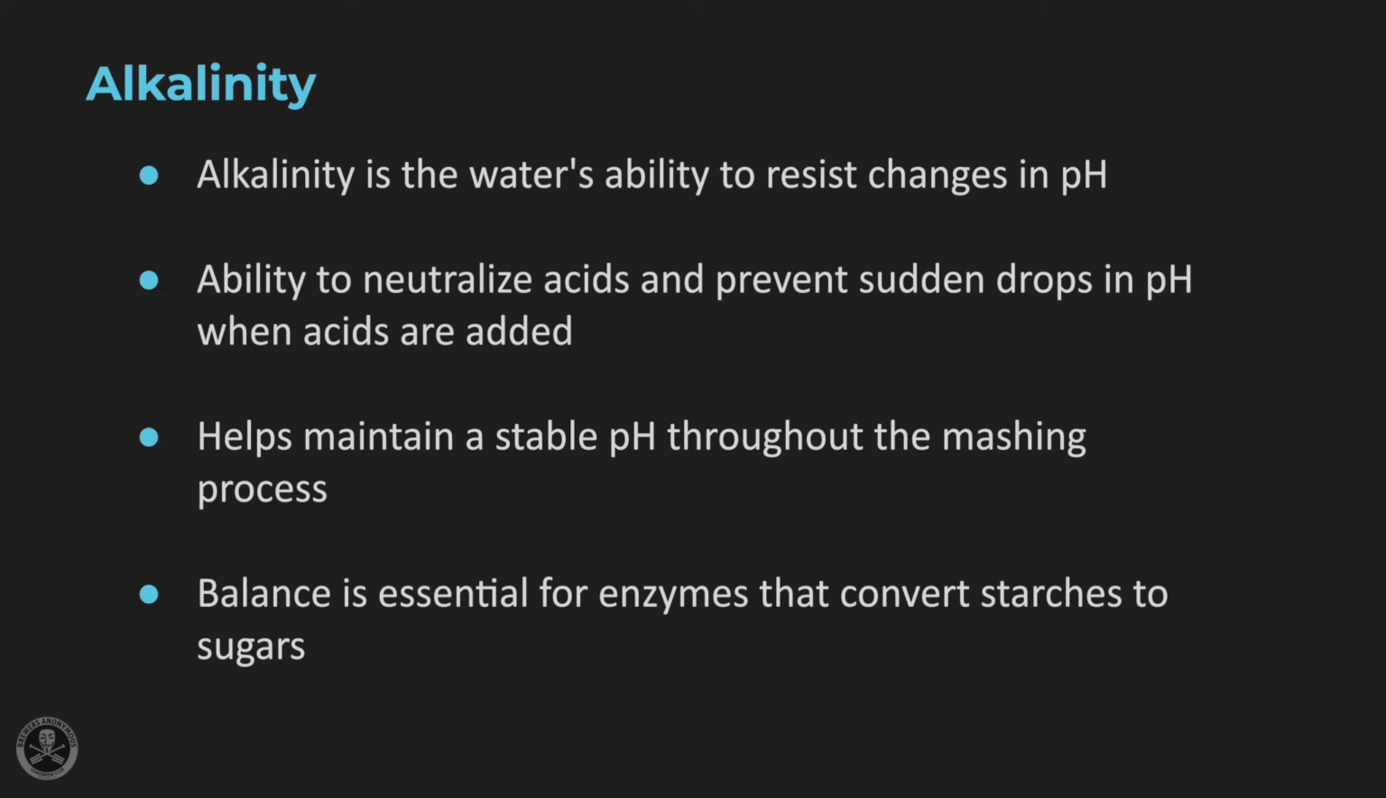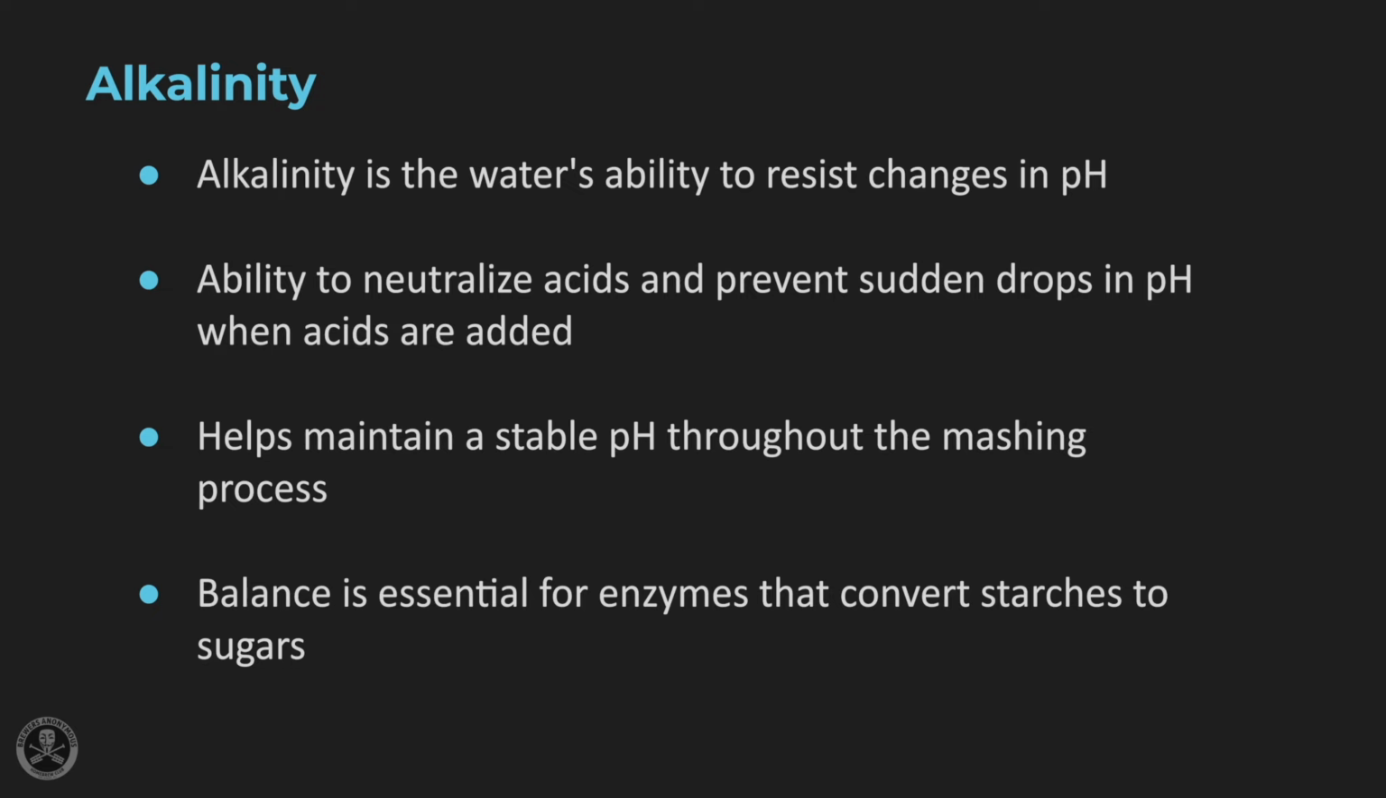Water with high alkalinity can raise the mash pH and potentially hinder that enzyme function. Conversely, water with low alkalinity may not buffer enough, leading to a drop in mash pH and the potential for off flavors in the finished beer.